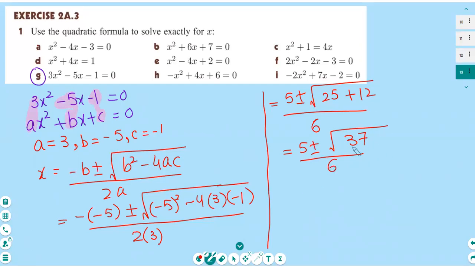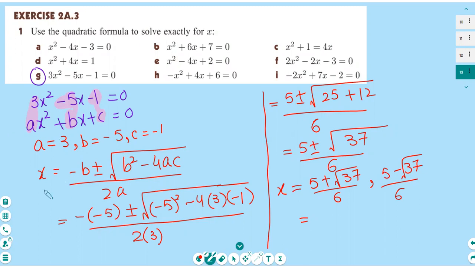Okay, so it's actually an irrational number, square root 37. So we should use the calculator to simplify this. So anyways, I'm writing 2 different values of x, one with a positive sign and the second with the negative sign. Now we can use the calculator directly to solve these expressions one by one. I'm using my calculator. 5 plus square root 37 and then divided by 6.